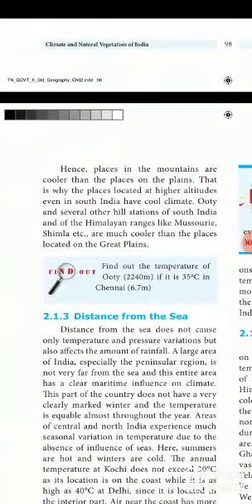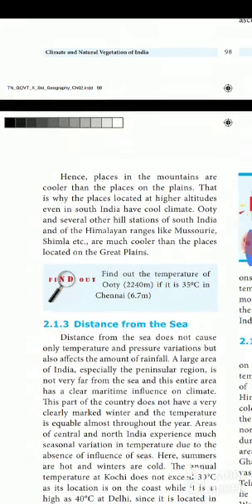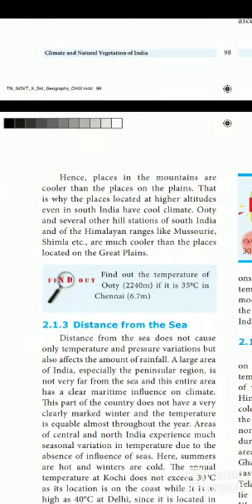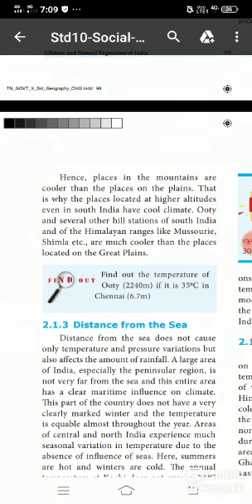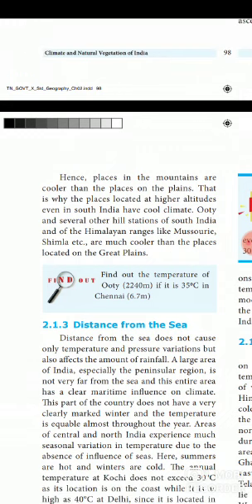Hence the places in the mountains are cooler than the places on the plains. Okay, so mountain areas are very cool compared to the plains. That is why the places located at higher altitude, even in South India, have a cool climate. For example, Ooty and several other hill stations of South India and of the Himalayan ranges such as Mussoorie, Shimla, etc. Mountain areas are much cooler than the places located on the Great Plains.